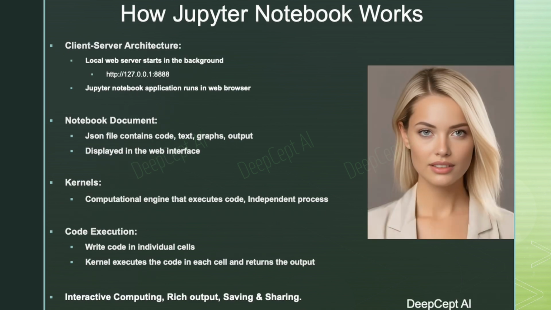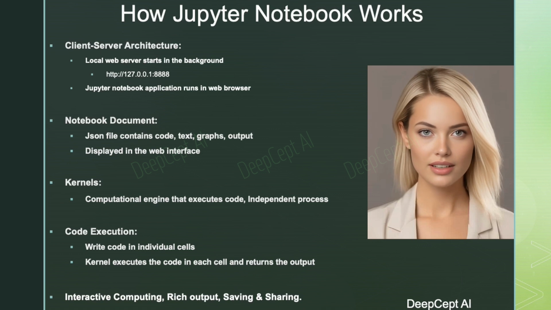Jupyter Notebook operates on a client-server architecture. When we launch Jupyter Notebook, it starts a local web server in the background. The Jupyter Notebook app serves as the client interface, communicating with a computational kernel running on a server. The notebook document, represented as a JSON file, contains live code, text, equations, and visualizations. Each notebook is associated with a specific kernel, responsible for executing the code written in individual cells.